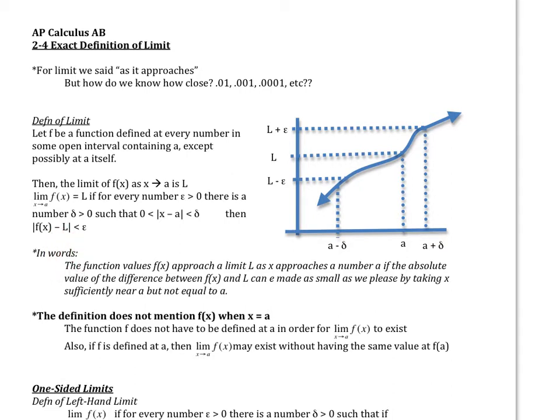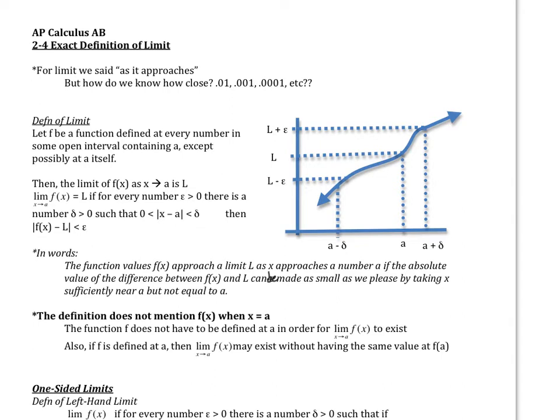be less than epsilon. So in words, we're saying the function values f of x approach a limit L as x approaches a number a if the absolute value of the difference between f of x and L can be made as small as we please by taking x sufficiently near a but not equal to a.